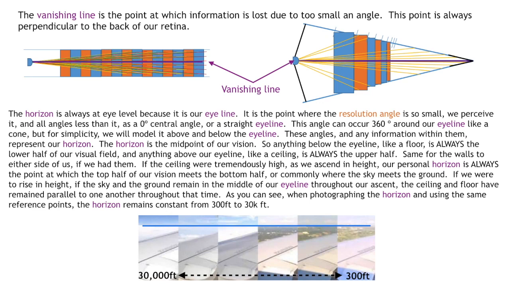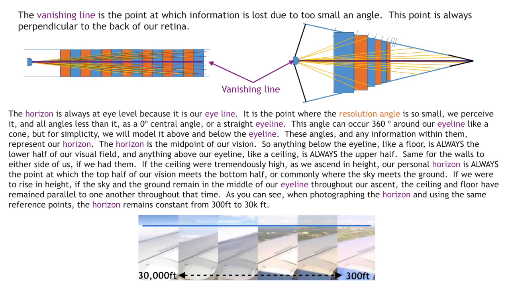This angle can occur 360 degrees around our eye line, like a cone, but for simplicity we will model it above and below the eye line. But again, you can look at it from the top down, from a 45-degree angle, from a 90-degree angle, from a 270-degree angle. It's still going to be the same angle. But for simplicity, we're going to be looking at it as if you're looking at it from the side of the head. So these angles and any information within them represents our horizon.